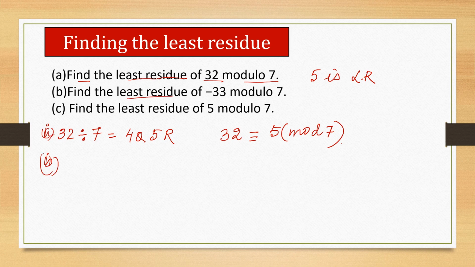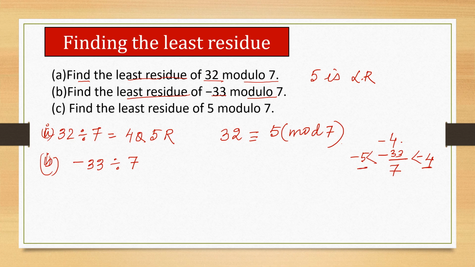Find the least residue of negative 33 modulo 7. When it is a negative number, we have to be careful. When we divide negative 33 by 7, the quotient is also negative. It will be negative 33 over 7, which is negative 4 point something, so it lies between minus 5 and minus 4. I cannot take negative 4, I'll take negative 5.